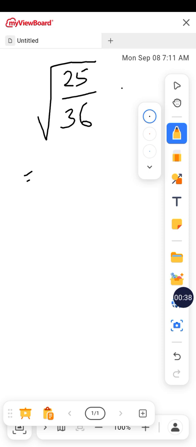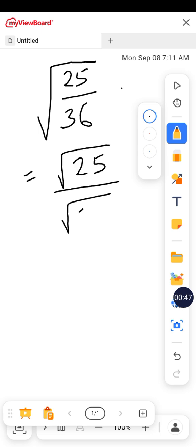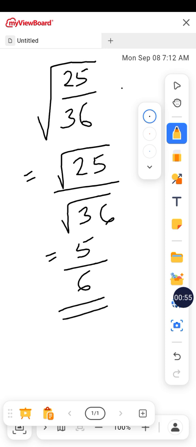So you just need to tell us that square root of 25 over 36 can be split into square root of 25 over square root of 36. So what's the square root of 25? That's 5. What's the square root of 36? That is 6. So 5 over 6 is our answer.